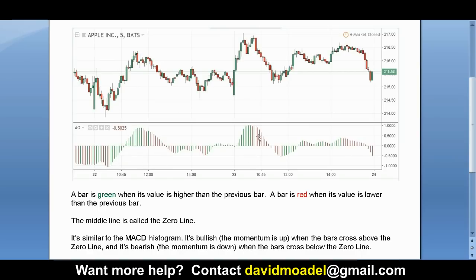And just because it's red doesn't mean it's below the zero line. It could be red but above the zero line. Green just means how the current bar is in relation to the previous bar. That's all. And that's what red also means. Green means the current bar has a higher value than the previous bar, and red just means that the current bar has a lower value than the previous bar.